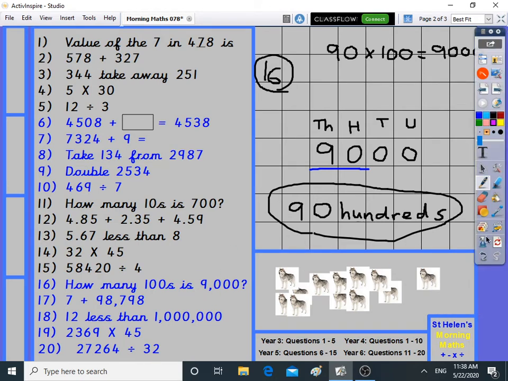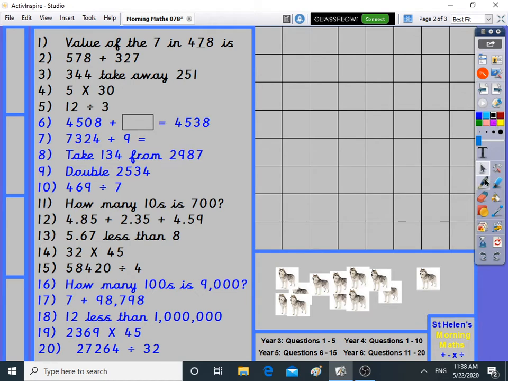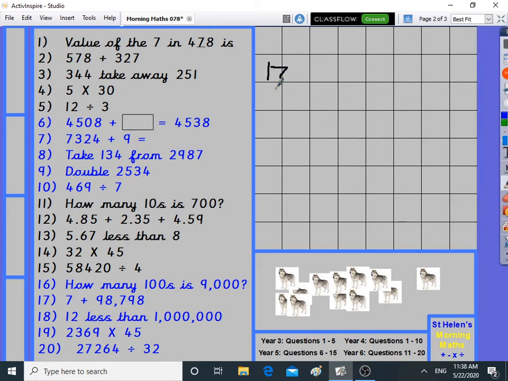Let's go on to question 17. A very small number, 7. Well, it's not that small. It's not decimals or fractions, is it? It's still bigger than 1. But 7 is small compared to 98,798. Careful with copying the digits on a big number like this when there's lots of 9s and 8s. 98,798. What are we doing? We're plus 7.